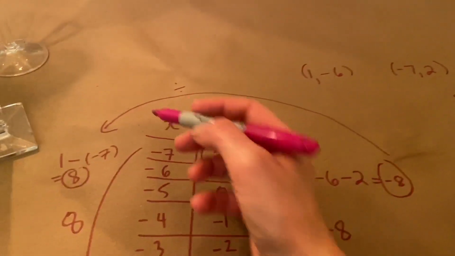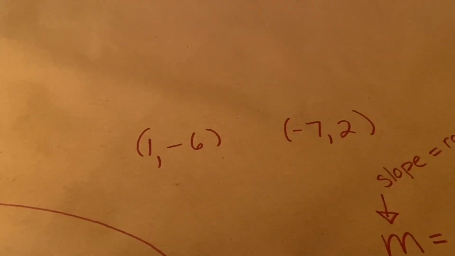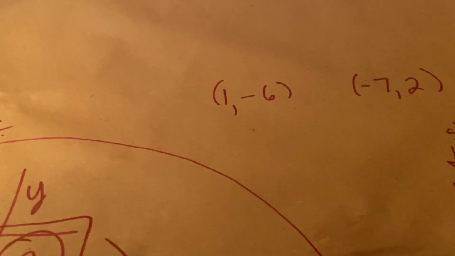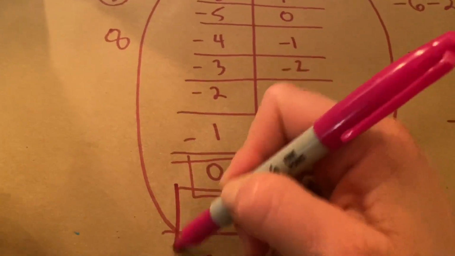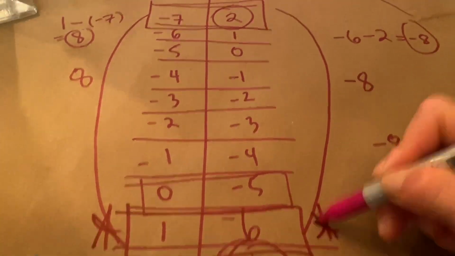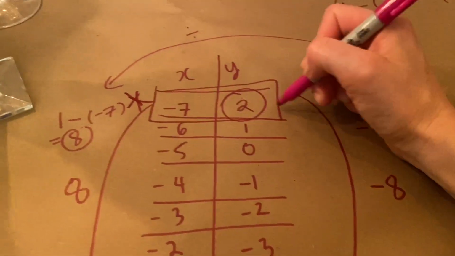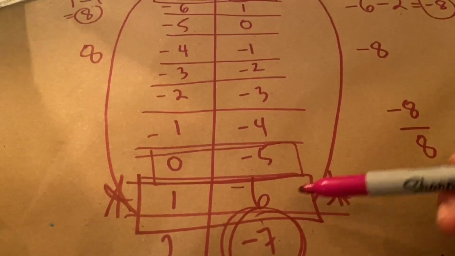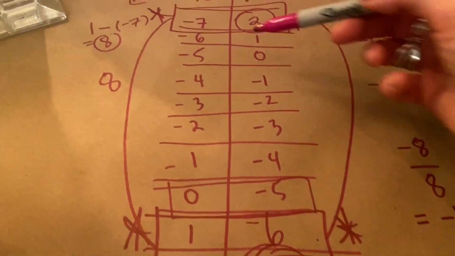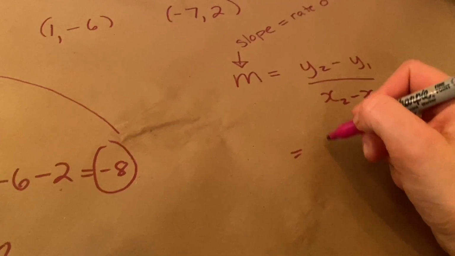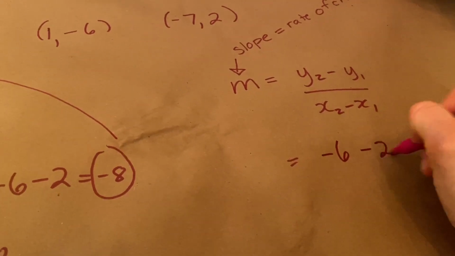Now remember, we started off with, let me see what we started off with. We started off with this, and we started off with this. These are the 2 points we had at the beginning. So my equation says, take your second y and subtract your first y. So here's my second y, subtract my first y. I want to do minus 6 minus 2.